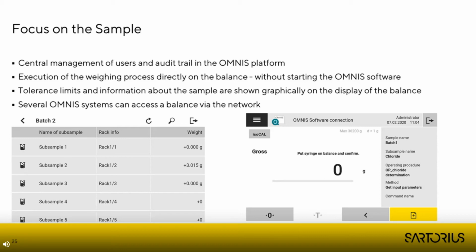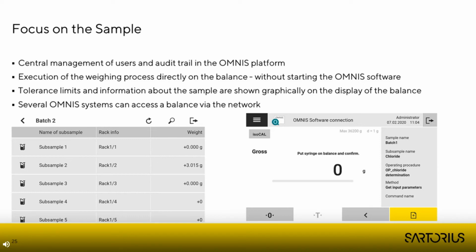The weighing process can also be initiated directly at the balance. As you can see on the left screen, you can select the rack position for the sample directly on the screen, and then you will be guided step by step through the weighing process. During weighing, all relevant information, for example, the sample name or the method, is displayed on the screen, and at the end, the weights are saved directly in Omnis with all required metadata.